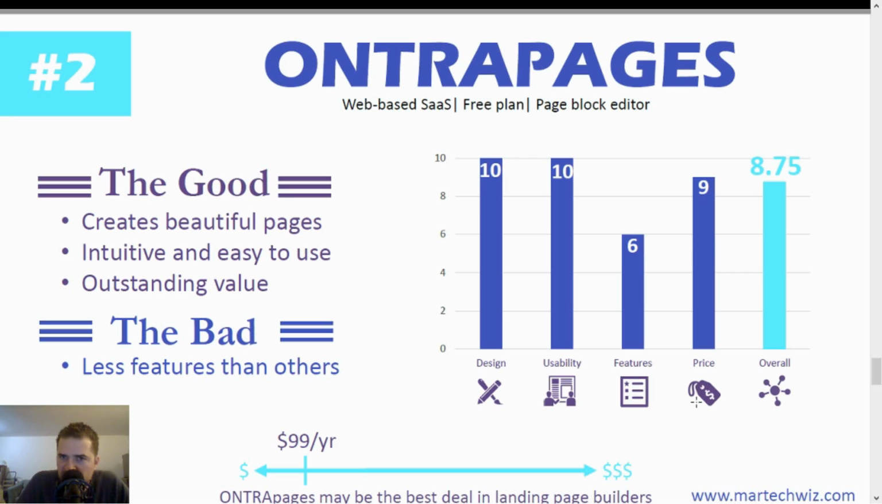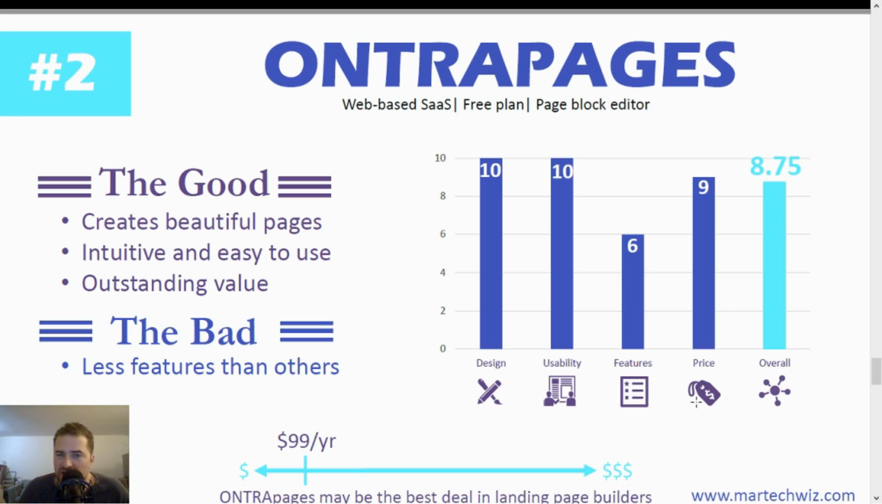ONTRApages might sound familiar because it's actually part of, or rather it's owned by, or developed by the folks who develop ONTRAport as well. So maybe this is such a good price and such a good value because it's almost like a loss leader. That's my theory for ONTRAport. But that said, you can buy it standalone. It's only $99 a year for a SaaS tool, which is outstanding. And even outside of the price, it's just an amazing tool.